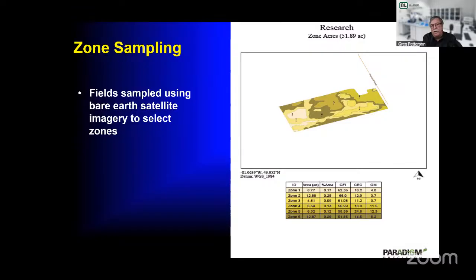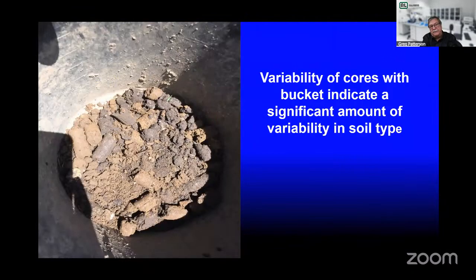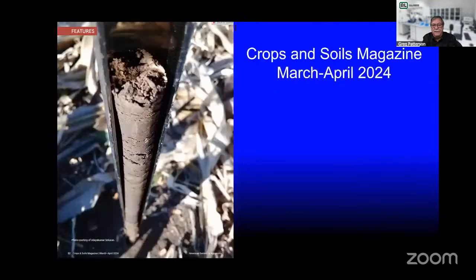But when we went across those zones and we sampled them, we actually found there was a lot more variability even within the zone than we could pick up from collecting those zones. And that's just looking down at a pail of cores that we've pulled, and you can see there's quite a variability in zones that are supposed to be all the same soil type. So zone sampling is also very difficult to get and understand real variability.